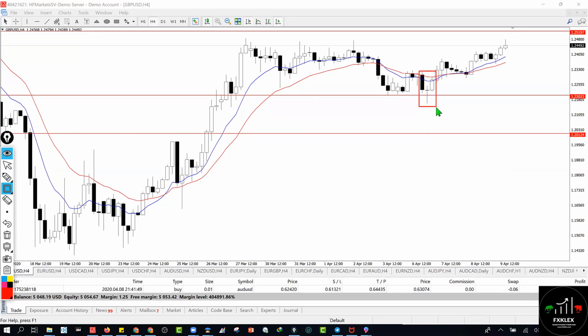You can see right here. It forms at the support. You can see this line right here now. You can see right here. Support rejection up. You can see how it reverses this trend up now.